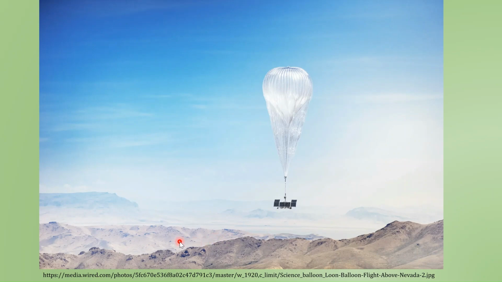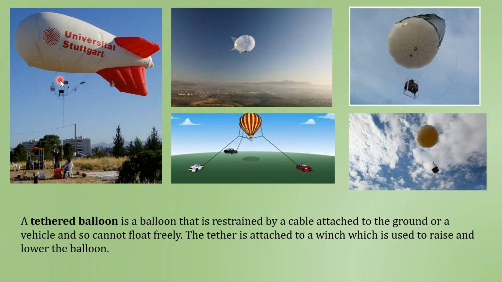Tethered balloons are the balloons which are attached to the ground or to vehicles with the help of a cable, and the height of these balloons can be adjusted as per the requirement. So depending upon the type of sensor system which is attached to this balloon, it can give us information about a particular area, or if these vehicles are moving, the information can be collected for a particular stretch.